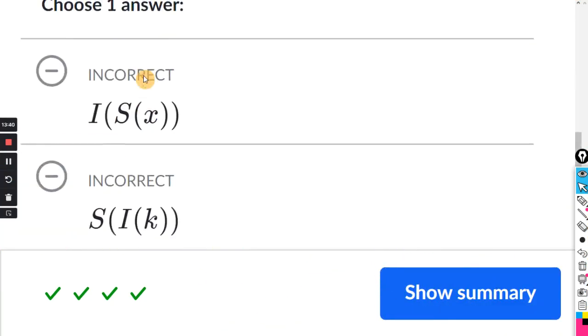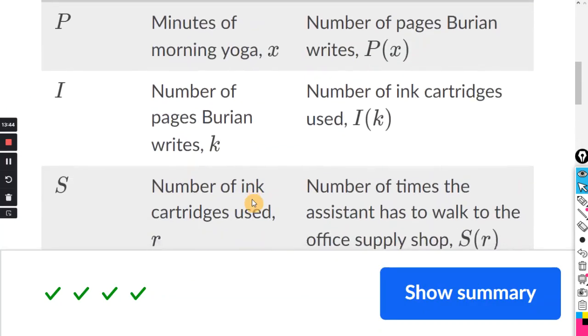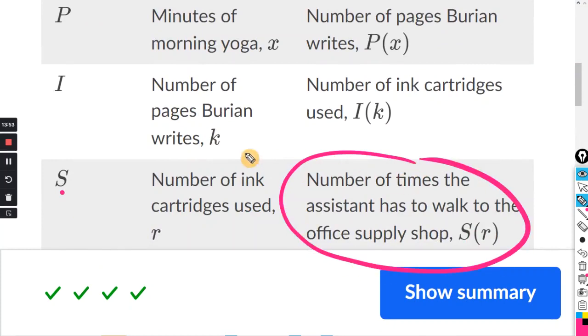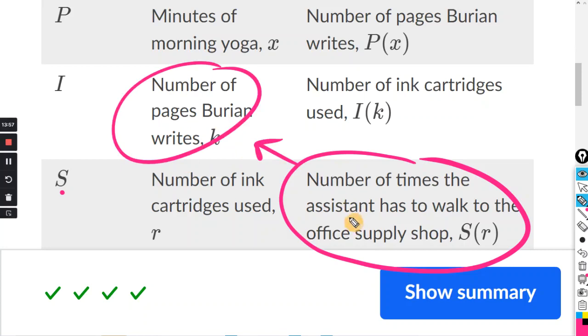So that's it. The reason why I of S of X wouldn't make sense, first of all, there is no S of X. And second of all, when you do the function for S, this is your output. You cannot take that and plug it into the I function. These do not match. So that's why it's not I of S of X. Plus the variable isn't even correct. We said X was the minutes of morning yoga.